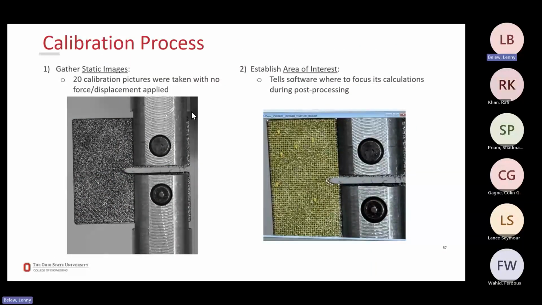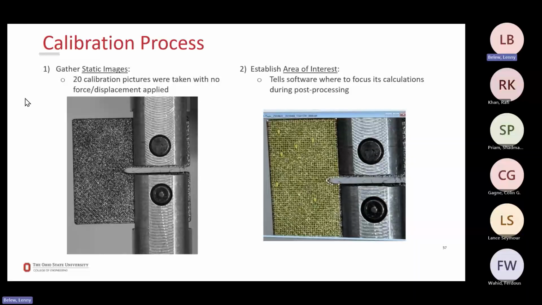So here's the calibration process. Now that we have it loaded up into the machine, we don't apply any force or displacement to the specimen itself. We just let it sit there. And we take 20 calibration pictures. In theory, this should all just be the same picture 20 times. However, due to noise and the overall lab environment, any fluctuations that the camera will pick up, or any discrepancies it has with picking up certain dots, it ends up not being the same image.